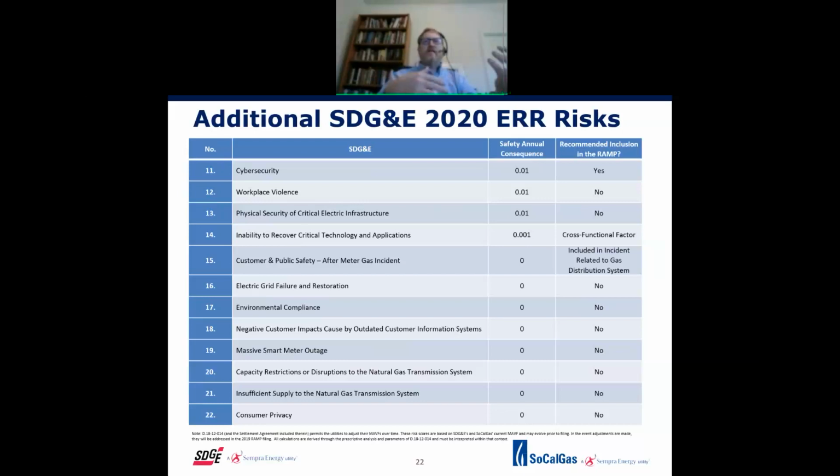And then one more caveat is that the ERR risk of customer public safety after meter gas incident, we'd like to include that in the gas distribution chapter because there's so much linkage between that risk. Just to be clear, after meter means between the gas meter and the residence. So everything that happens downstream or towards the customer from the meter, and things could be, their pilot light wasn't lit, appliances were not installed properly, gas turn on and turn off didn't happen properly, and those have their own incidents. For the RAMP, we want to combine those into the distribution system because there's just so much overlap. The labor is a lot of the same people and so forth.